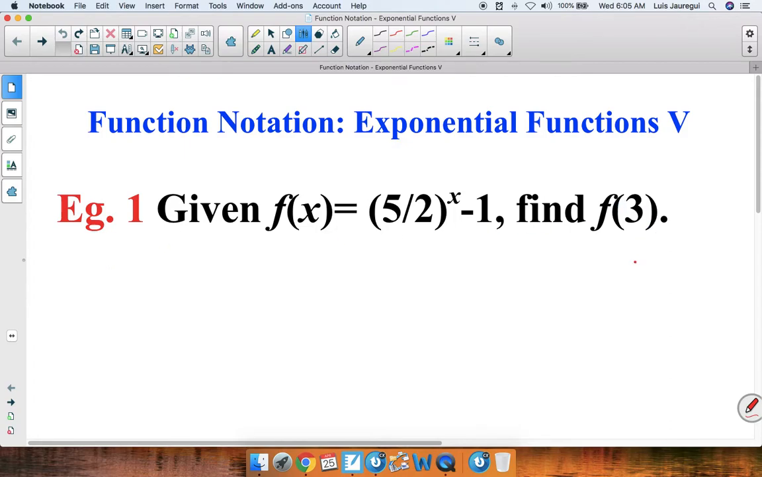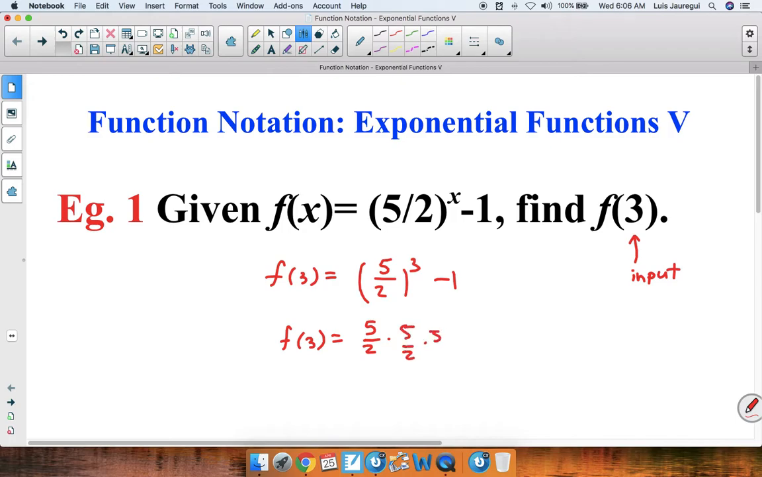Now take a look at our input value here. Our input happens to be 3, so let's go ahead and substitute that in wherever we see an x. So we have f of 3 is equal to (5/2) raised to the third power minus 1. Now here we need to do the order of operations. So we're going to evaluate the expression with the exponent first. Now we have f of 3 is equal to 5 halves times 5 halves times 5 halves minus 1.